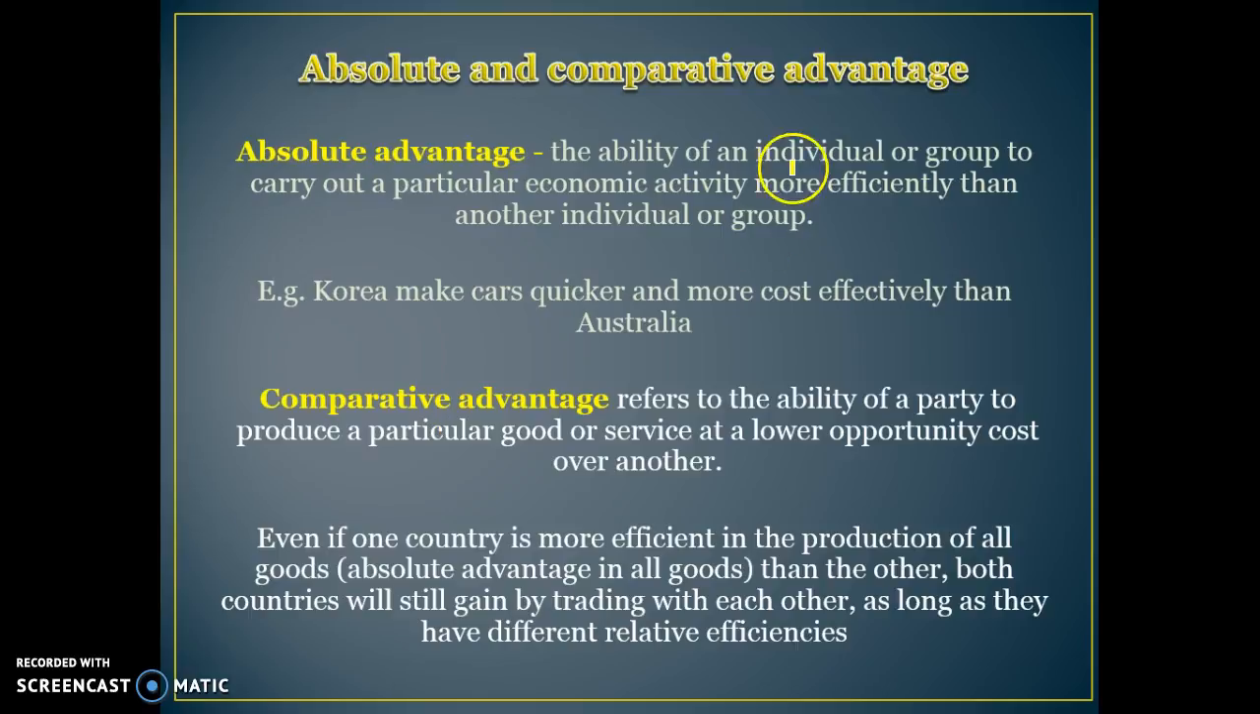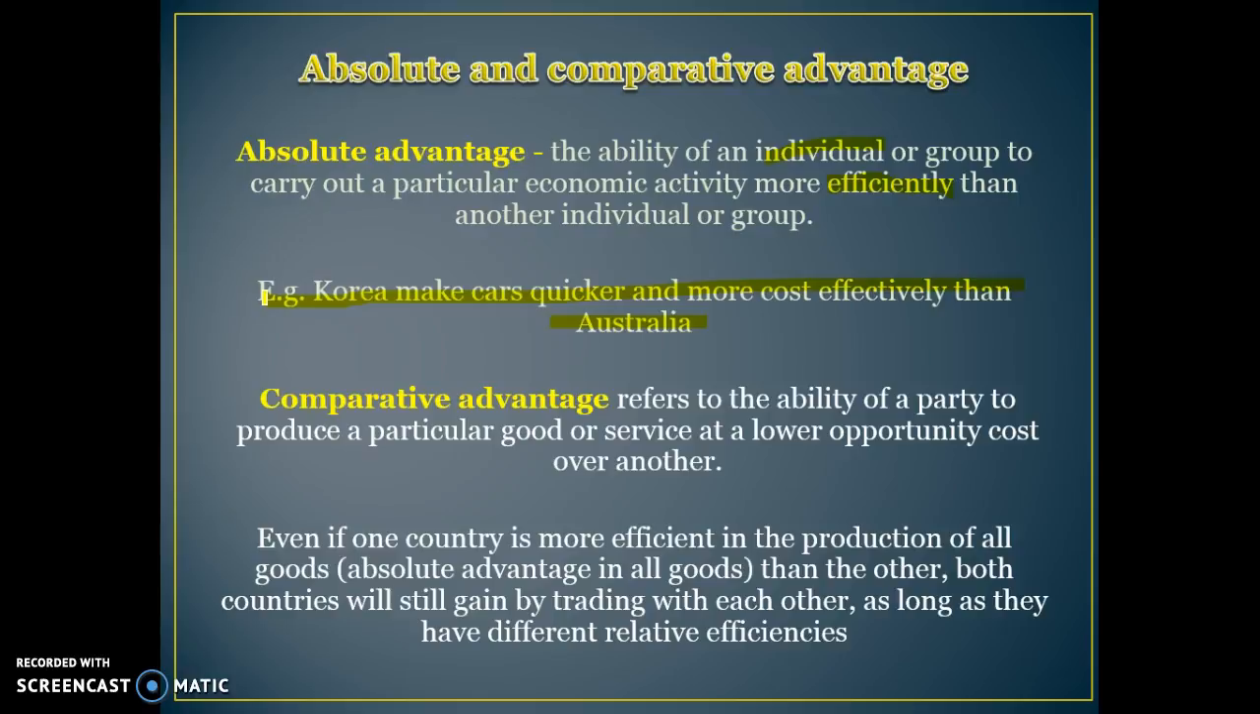It basically just means that an individual or a group or a country can carry out a particular activity more efficiently than another one. So it's basically a fancy way of saying that we are better at producing that good or service, or we're more efficient at producing that good or service. So for example, if you can pick grapes quicker or catch fish quicker, etc. So if Korea can make cars quicker and more cost effectively than Australia, then it has absolute advantage. If Australia can drill iron ore quicker than South Africa, then we have absolute advantage.